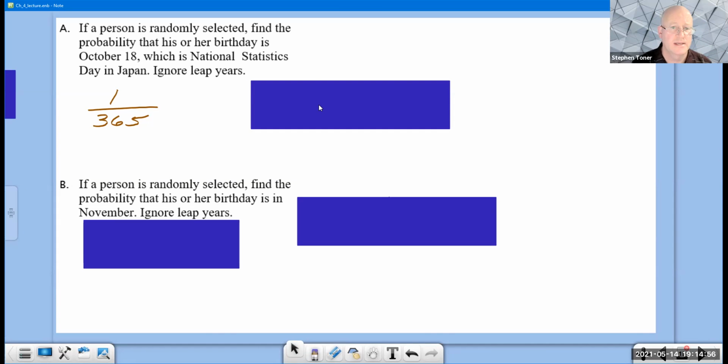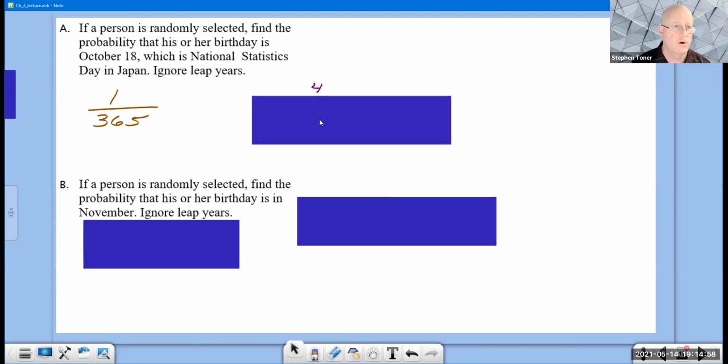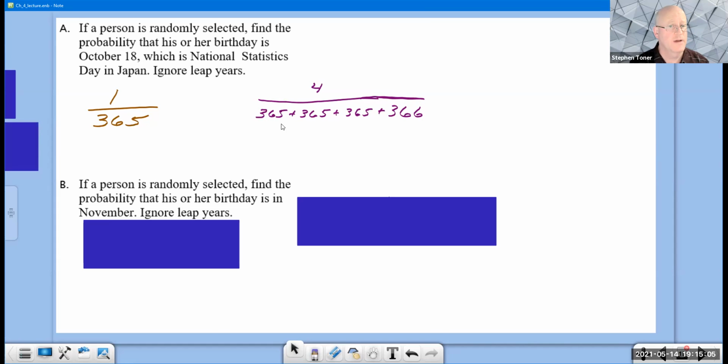So what I did is I said my numerator is 4 birthdays every 4 years. How many days are there in 4 years? Well, you've got 365 days for 3 of those years, and then on that 4th year, you have 366. So that gives you the total number of days in 4 years. And in each of those years, there will be an October 18th, so there will be 4 of those days. That is how you would handle including the leap years.